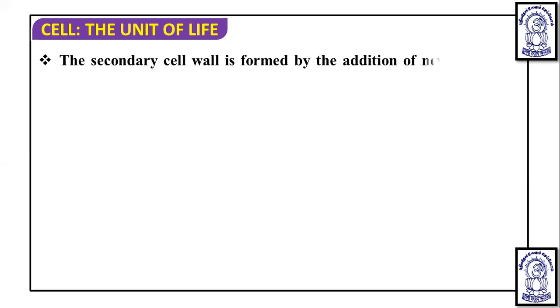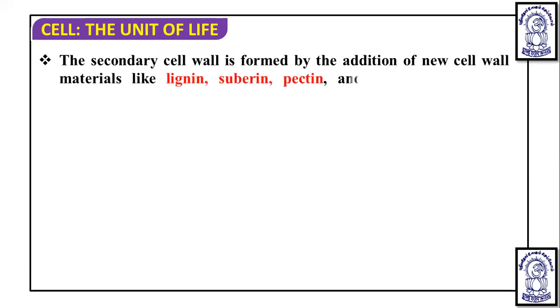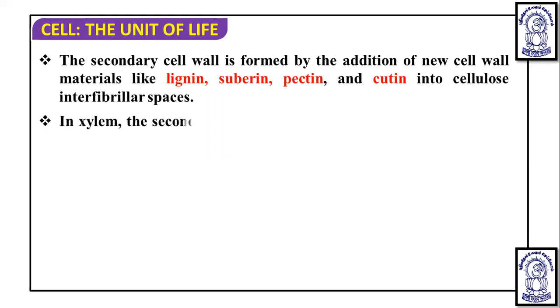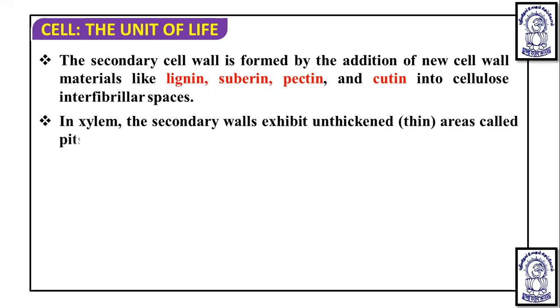The secondary cell wall is formed by the addition of new cell wall material like lignin, suberin, pectin, and cutin into the cellulose interfibrillar spaces. The deposition of this material occurs in the cellulose interfibrillar spaces, and the secondary wall is laid inner to the primary cell wall. If we talk about some permanent tissue like xylem in plants, you will see that the secondary wall exhibits unthickened areas. At some regions, you will see unthickened areas which are called pits, to support intercellular transport.